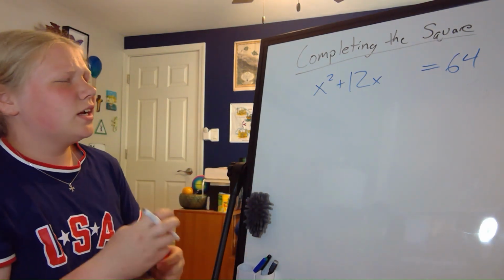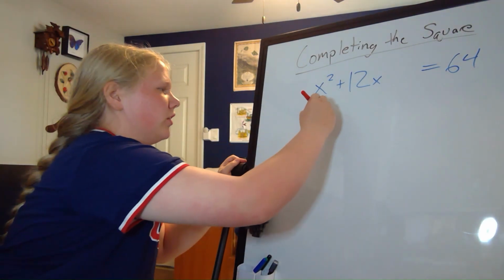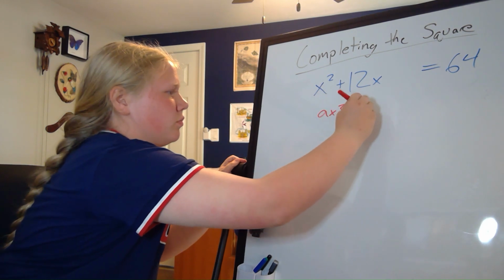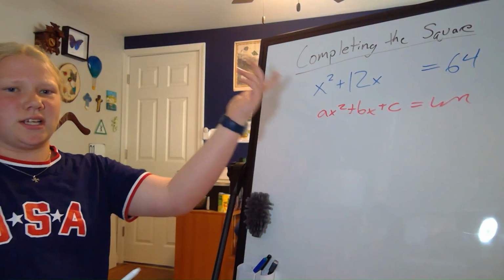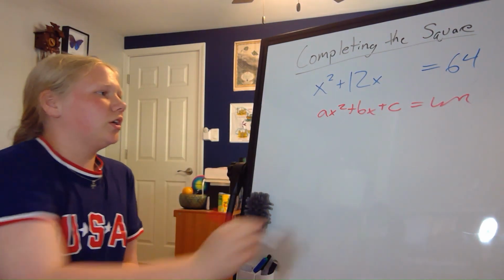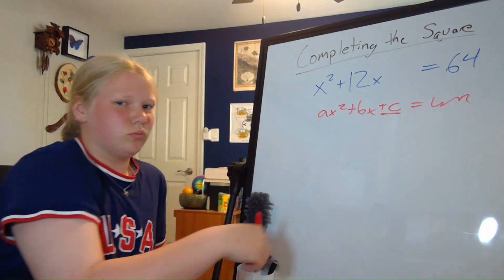It looks kind of like an incomplete trinomial. So the normal trinomial form of ax squared plus bx plus c equals something. Doesn't have to be 0. In this case, it's 64. But you're looking for that last c. You're looking for the one part of the square.